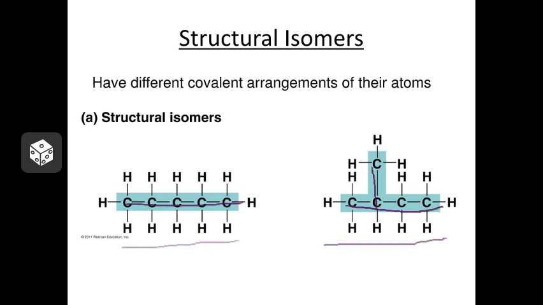Now, think about this for a minute. What is the chemical formula for this molecule, or for both of these molecules? Well, it's going to be C5H12. You could call both of these molecules C5H12, even though they have different structures. Now, because they have different structures, they are going to behave differently inside living systems.